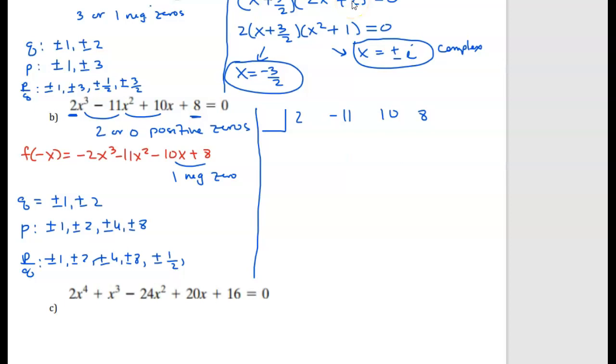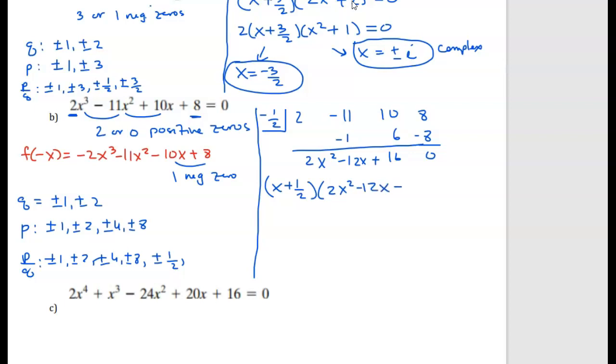All right. Let's try negative 1/2. Might as well. 2, negative 1, negative 12. 6, 16. Negative 8. Yes! Remainder of 0. Perfect. Good. So that works. So I can factor as x plus 1/2. And then put x's in. 2x squared minus 12x plus 16 equal to 0.